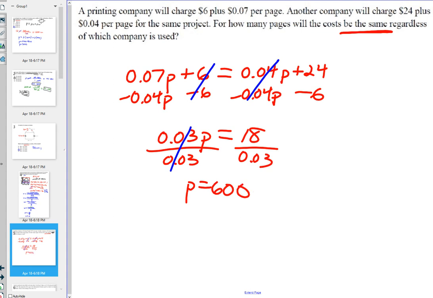So for your response on the Google form, you would have just typed in 600. But if this were an actual EOC, and they have a lot more options available to them than I do when they make the test, you might need to type in pages. We are measuring in pages. They want to know how many pages.